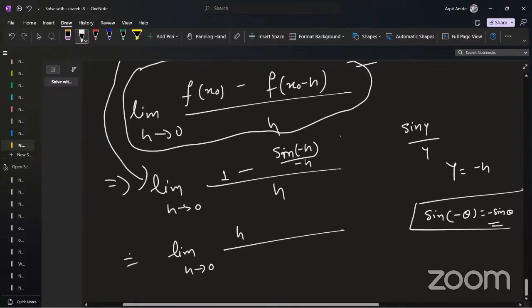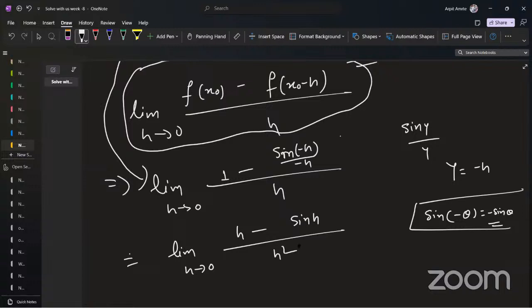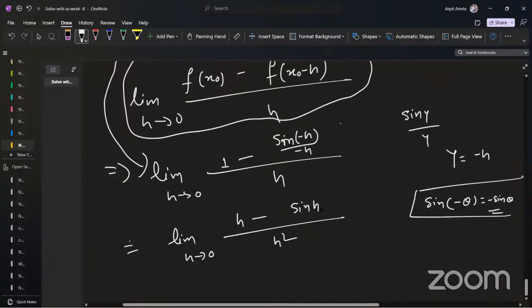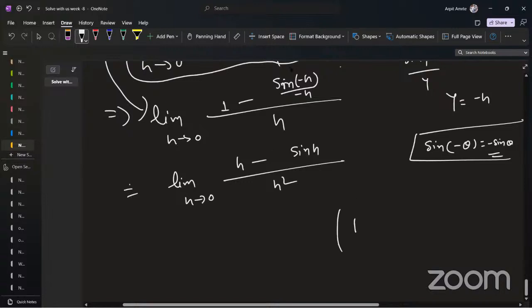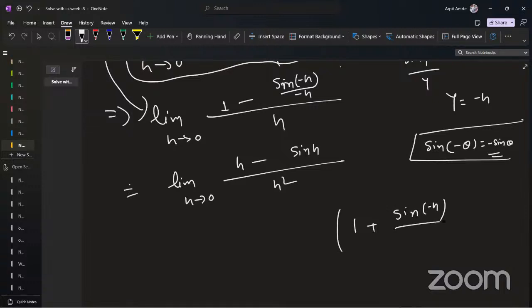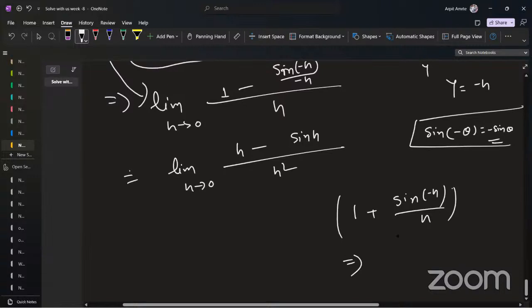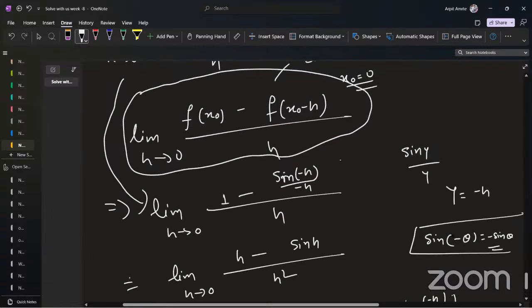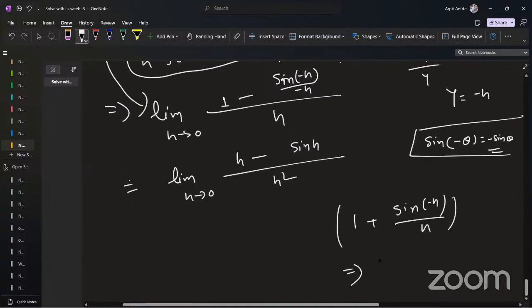Now what will it be? If you take the LCM here, now this will become minus minus plus, and because of this, this will become sine h divided by h square. Right? Understood up to this? Okay, let me solve here. This is 1. Because of this minus, this will become plus, sine of minus h by h. This is what? Sine of minus theta is minus sine theta, so we are taking a common minus sign from sine of minus h by minus h, right?